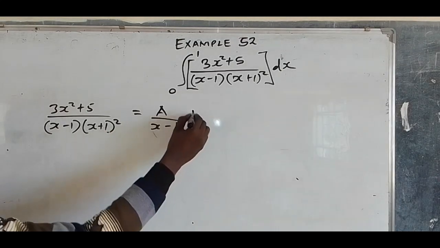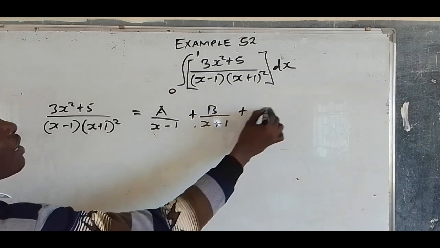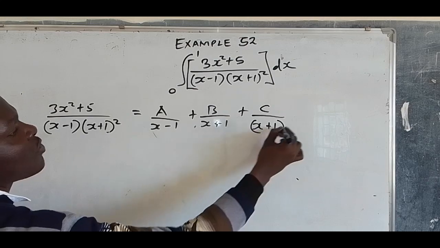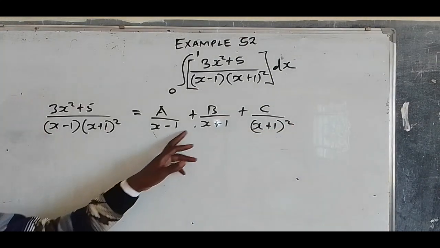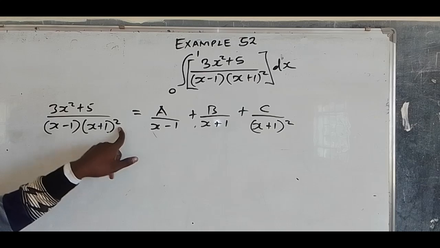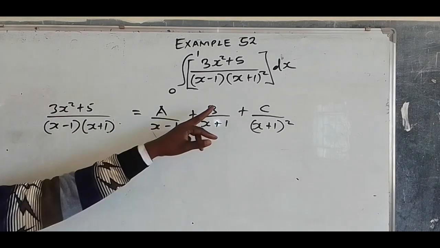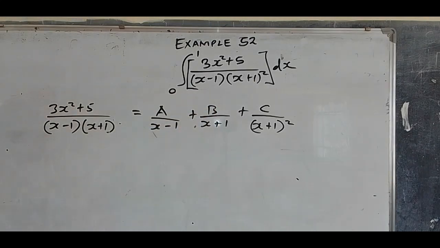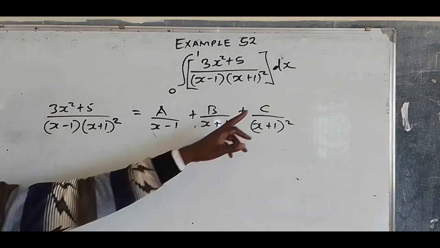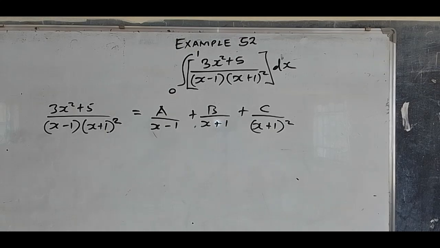So for a repeated linear factor, we are going to have B over x plus 1, then plus C over x plus 1 squared, until you exhaust its powers, isn't it? A repeated linear factor, you have to repeat it until you exhaust the highest power. The highest power of this linear factor is 2. If you just had x plus 1, it was just going to be B over x plus 1. Are you seeing? When it is now squared, it is simply that square. If it is cubed, you continue until you reach the highest power of that repeated linear factor.